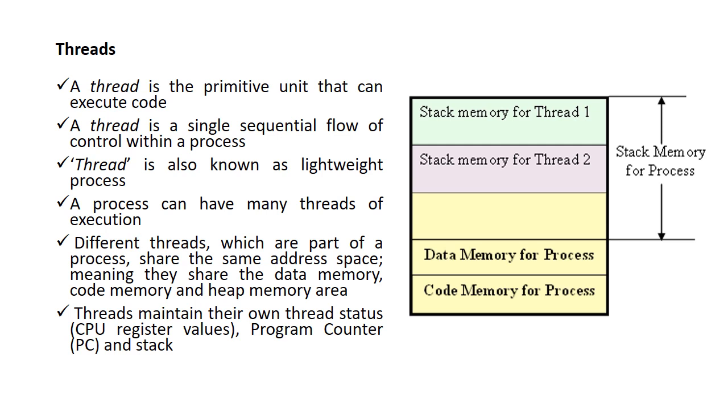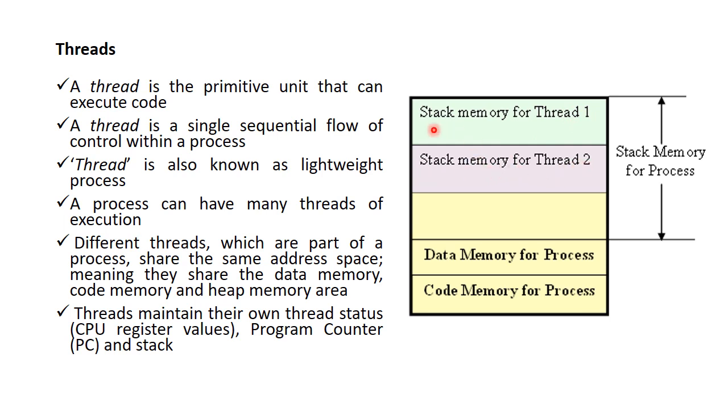In this figure you can see the data memory for the process and the code memory for the process. As I told you, a single process can have multiple threads, and all these threads will share the data and the code memory. So the data memory and the code memory are common for all the threads under each process. We have two threads shown here. This is the stack memory for thread 1, and this is the stack memory for thread 2.